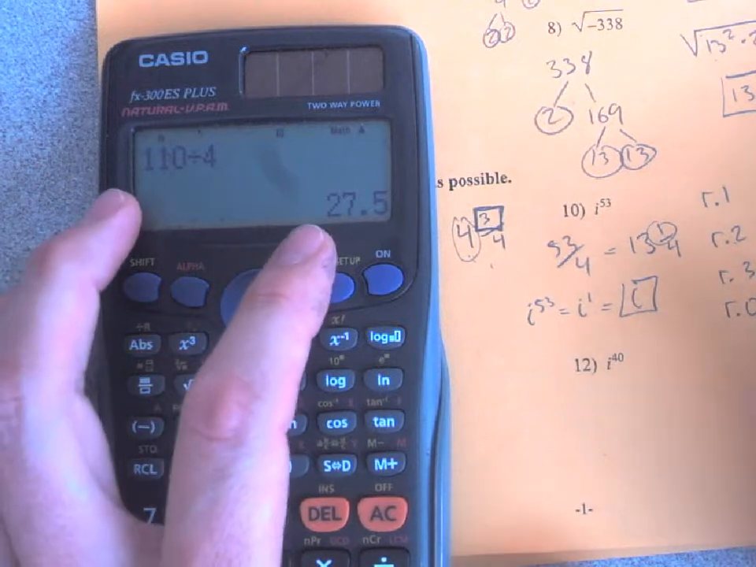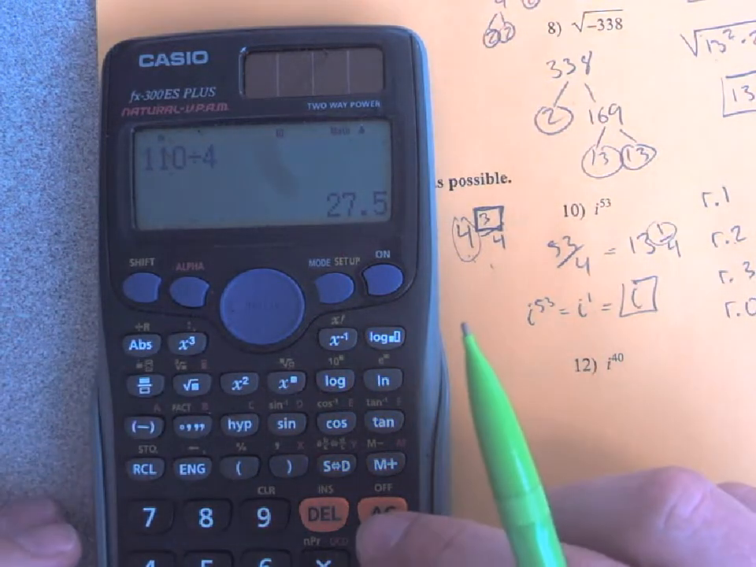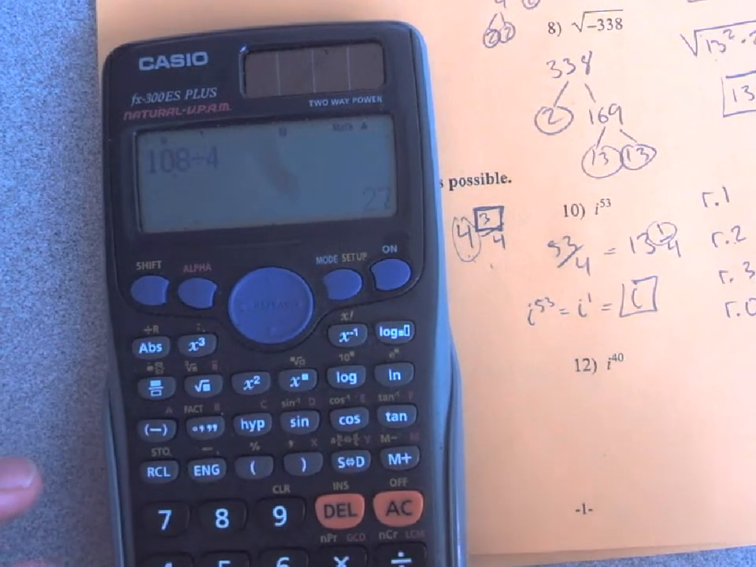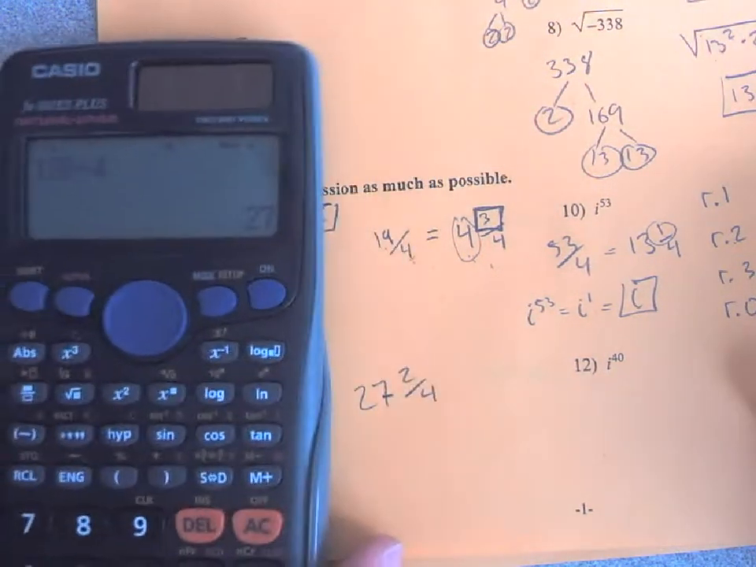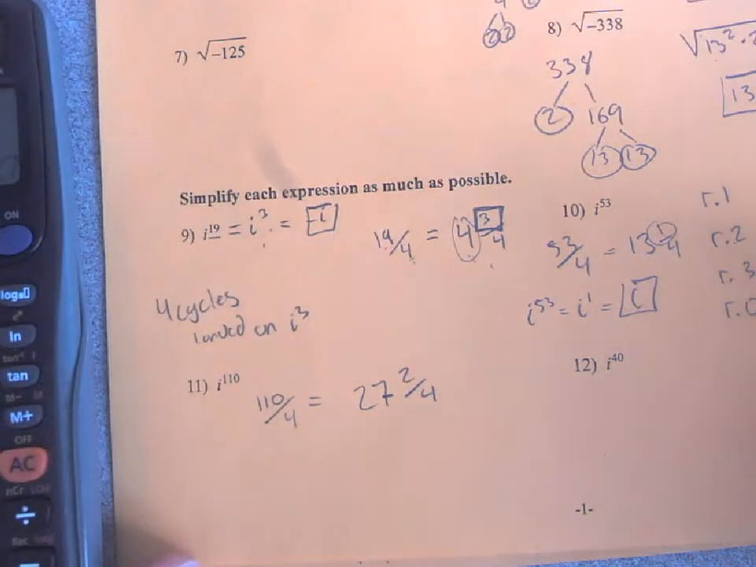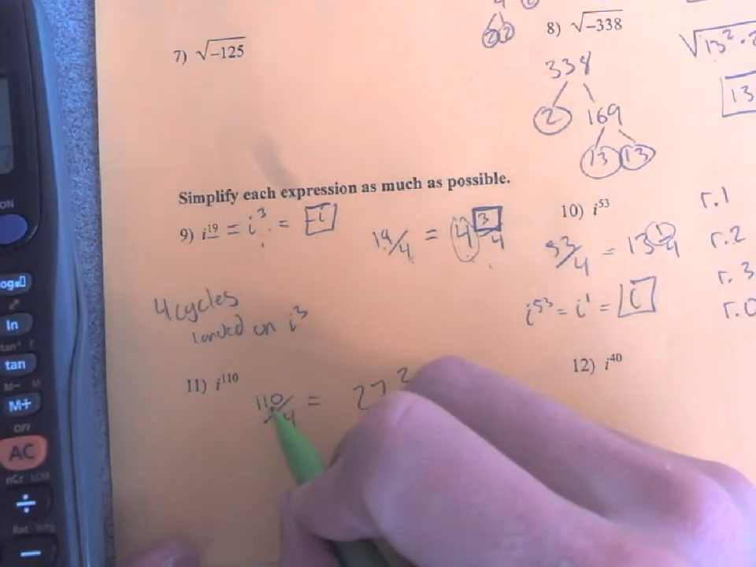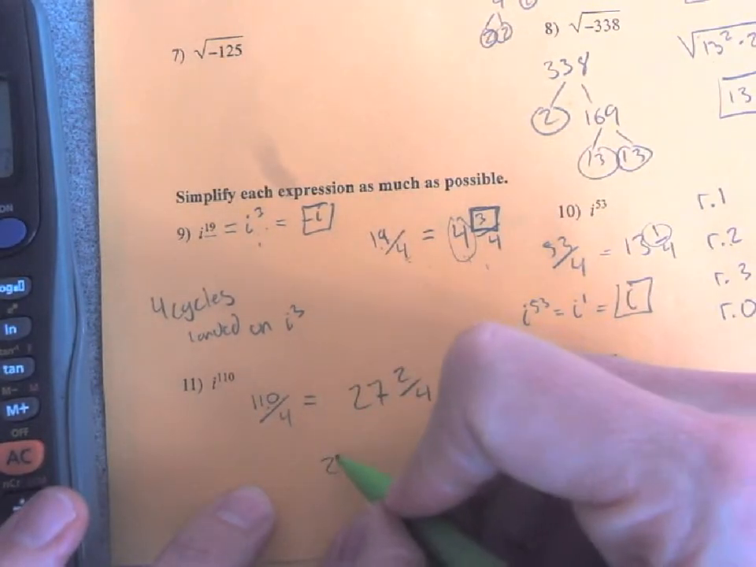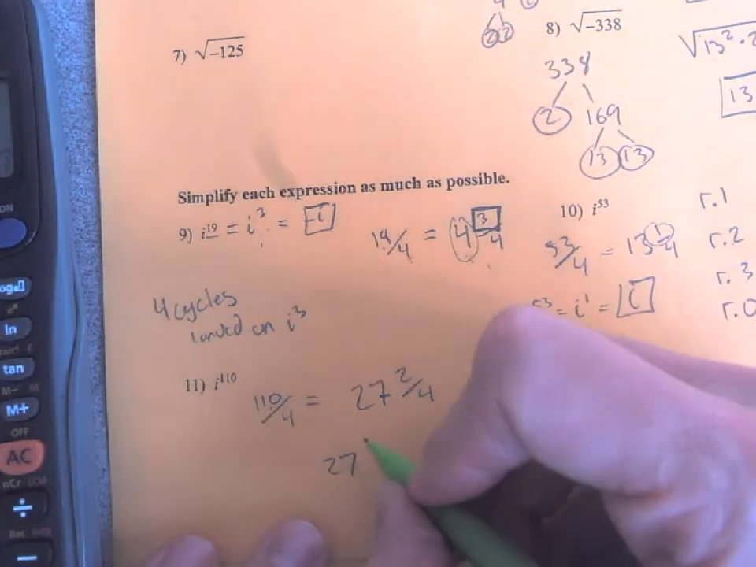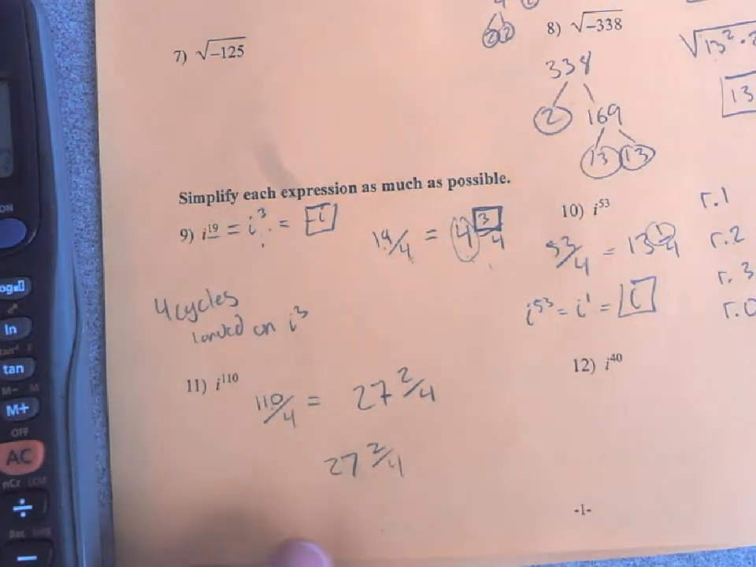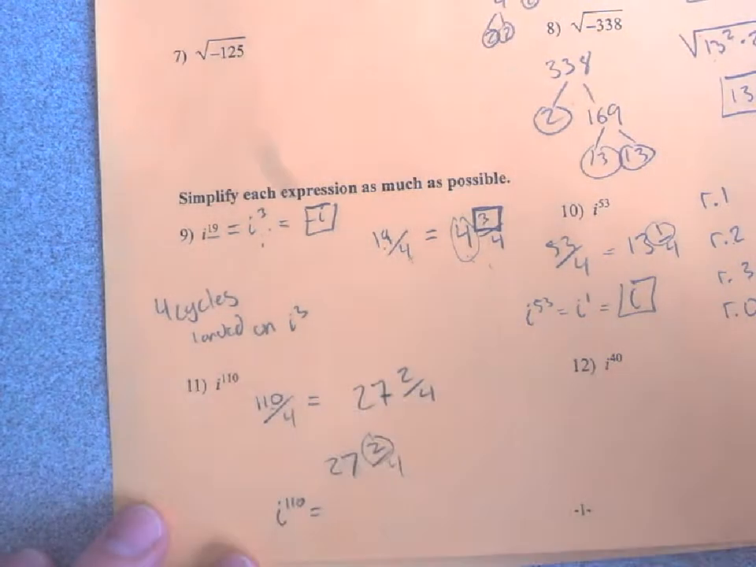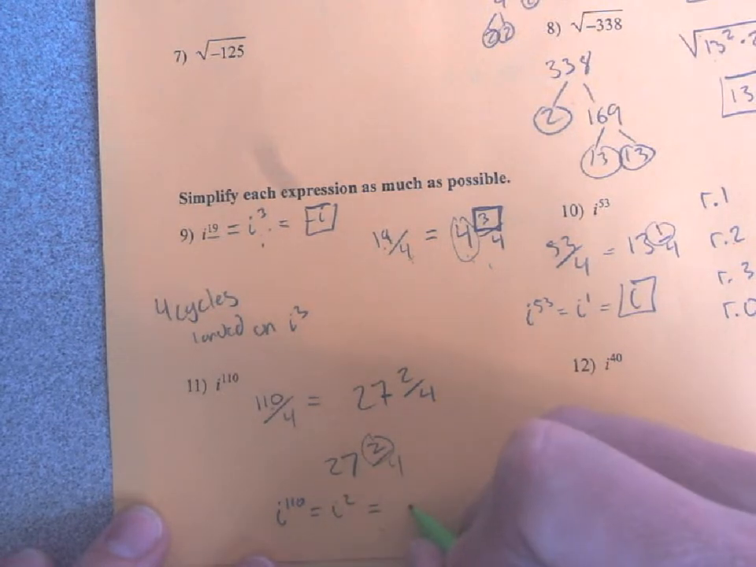Another idea is you can just kind of figure out what 4 goes into. The closest thing I think is 108. So 4 goes into 108 27 times. So you can say, okay, 4 doesn't go into 110, but it does go into 108. So 27 times 4 gives me 108. The remainder is 2. I have 2 left over to get me to 110. But that's what we're looking for. The remainder is what we're after. So i to the 110 is the same thing as i squared, which is equal to -1.